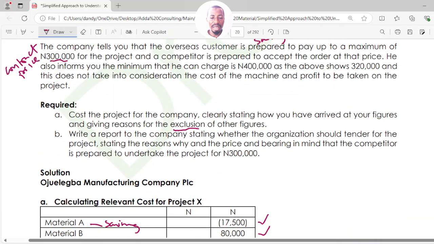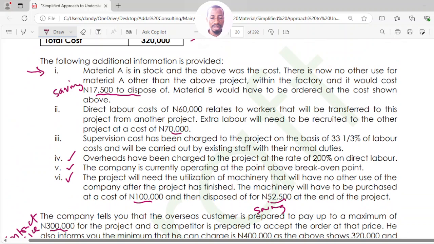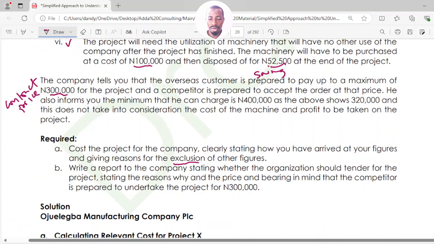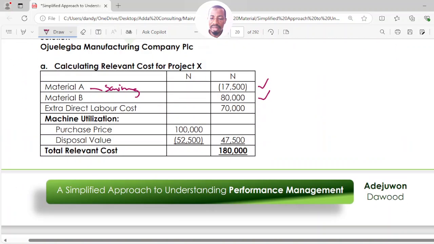The next one is direct labor. Under direct labor, which is additional information number 2, we are told that direct labor cost of 60,000 naira relates to workers that will be transferred to this project from another project. That 60,000 naira is irrelevant because whether you execute this project or not, the company will incur the 60,000 naira for those workers. Extra labor will need to be recruited for the other project at a cost of 70,000 naira. The cost of hiring extra labor is relevant. That's an additional cost, so you have to account for that. That's why you are seeing this 70,000 naira there, extra direct labor cost.